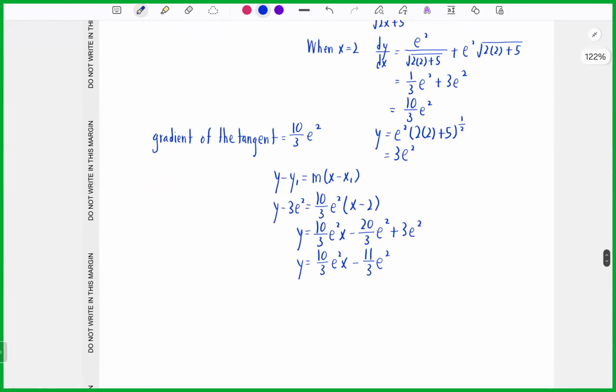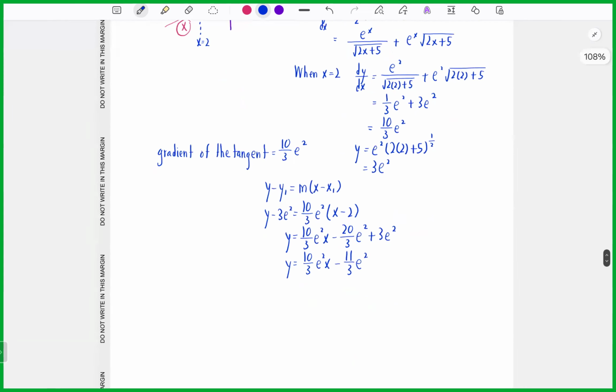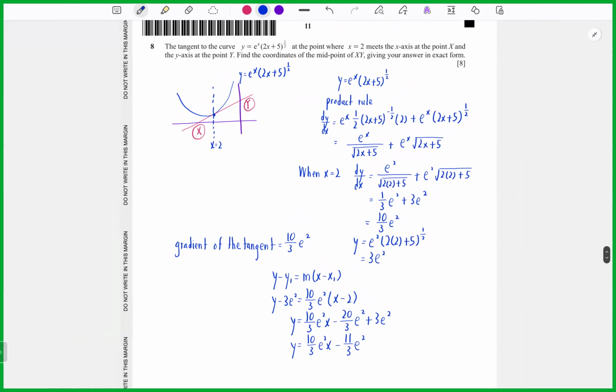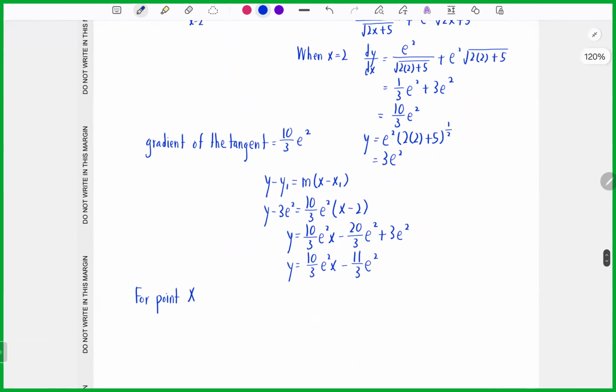Okay, so let's try. Find the coordinates of x and y. For the x-axis, it means y is 0. So for the point x, you can take 10 over 3 e squared x equals 11 over 3 e squared. So you can cancel the 3 here. Okay, your x will equal 11 over 10.